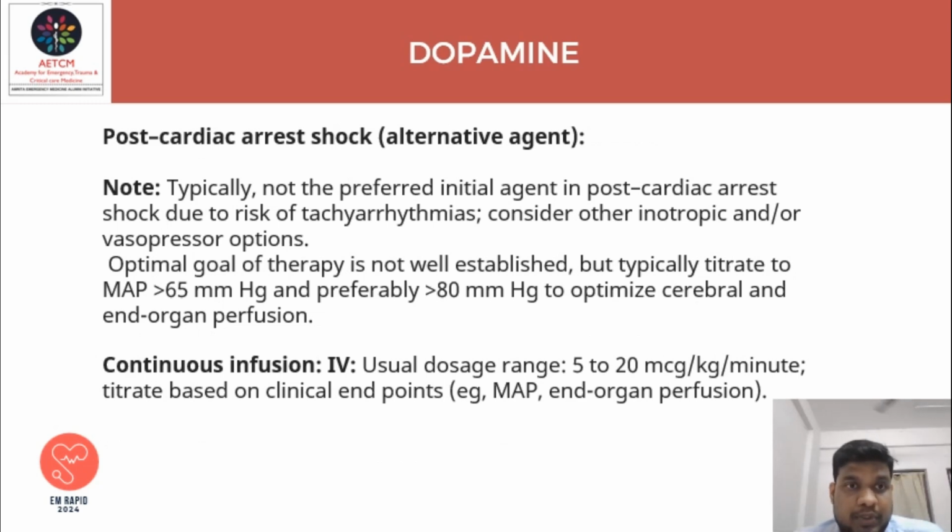Dopamine usage in post-cardiac arrest shock. It is typically not the preferred initial agent in post-cardiac arrest shock due to risk of tachyarrhythmias. Consider other inotropic or vasopressor options. The optimal goal of therapy is not well established, but typically titrate to a MAP of more than 65 mmHg, which is preferably more than 80 mmHg to optimize the cerebral and coronary perfusion. Now the continuous IV infusion usual dose is from 5 to 20 microgram per kg per minute.